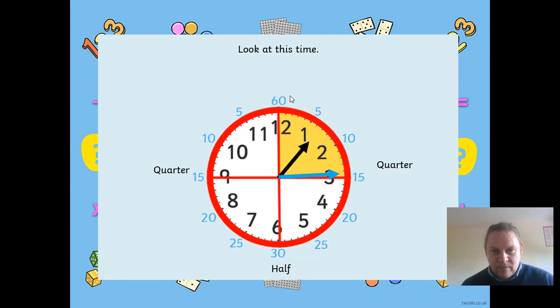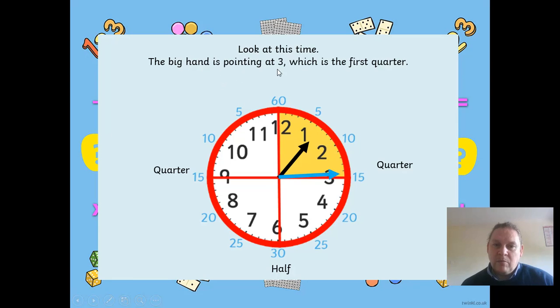All right, look at this time. We've got our big hand or our minute hand pointing to the 3, okay? Our small hand or our short hand or our hour hand is past the 1 here, not quite to the middle, but sort of halfway between the middle and the 1. So what time do we call this?